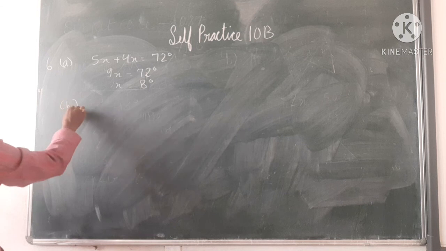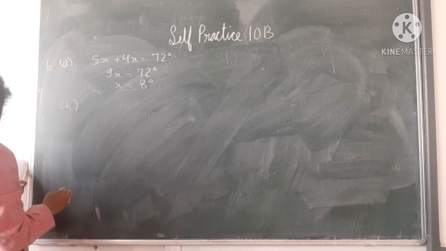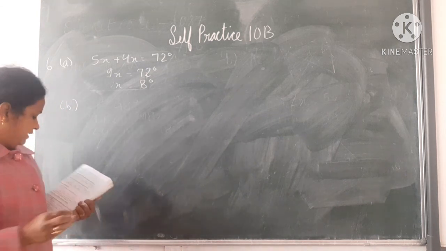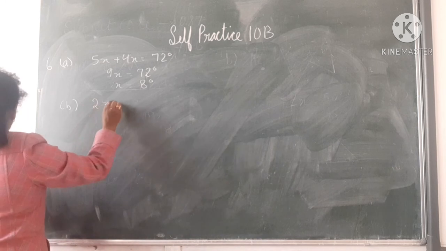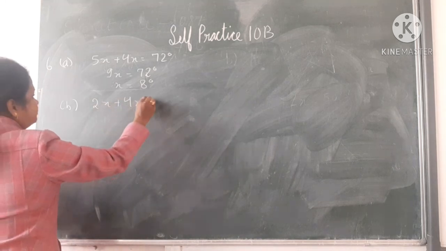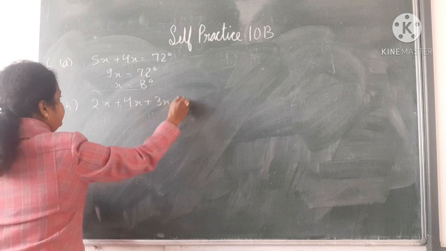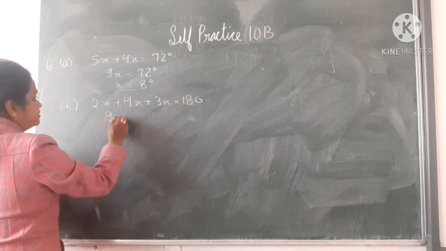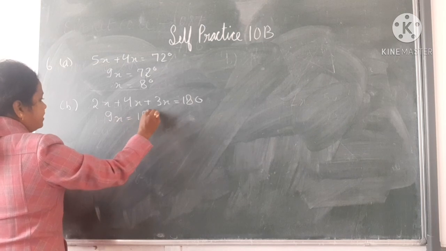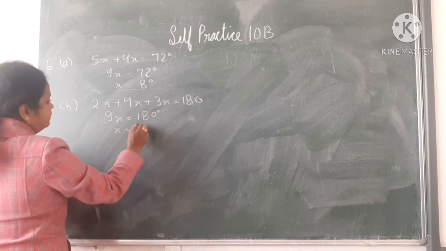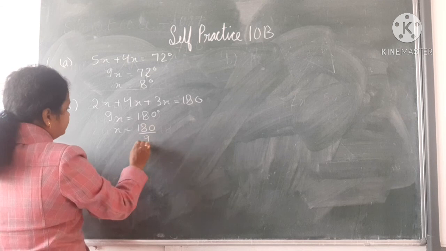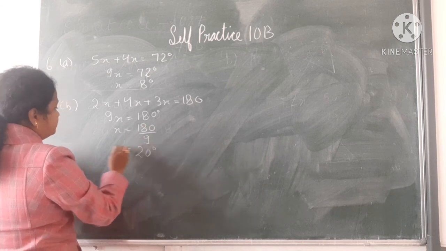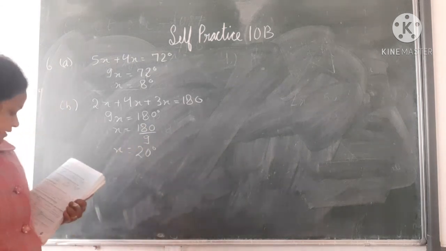Now see the b part. Sum of all angles of a triangle should be equal to 180 degree. So 2x plus 4x plus 3x is equal to 180 degree. So 9x is equal to 180 degree. X is equal to 180 by 9, that is equal to 20 degree. So here x is equal to 20 degree.